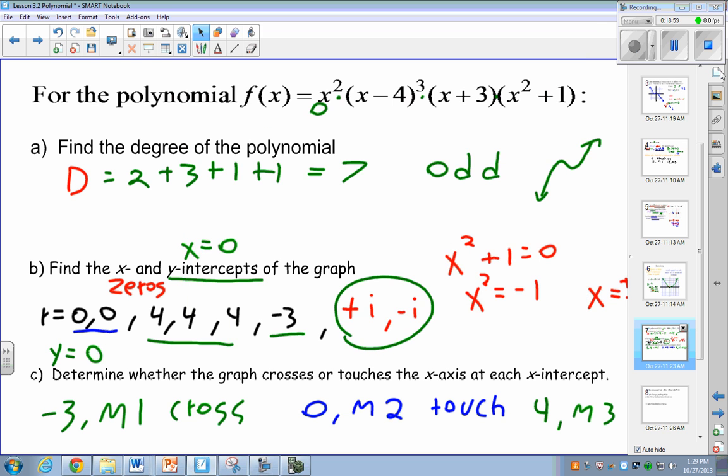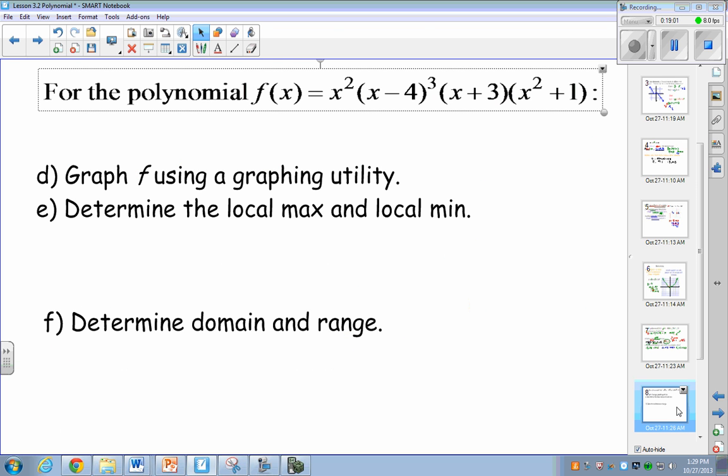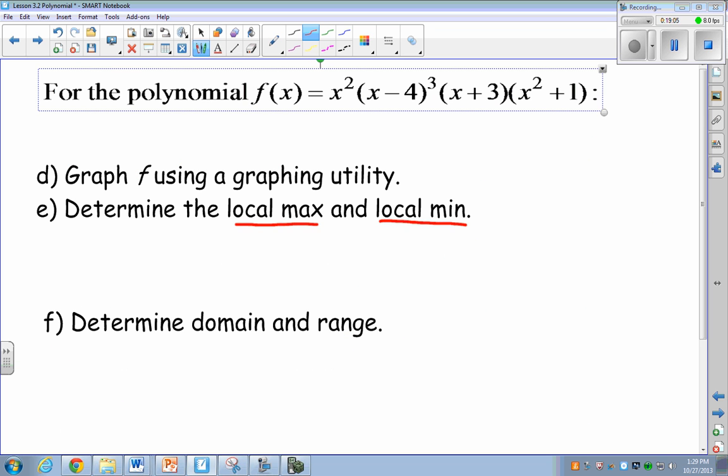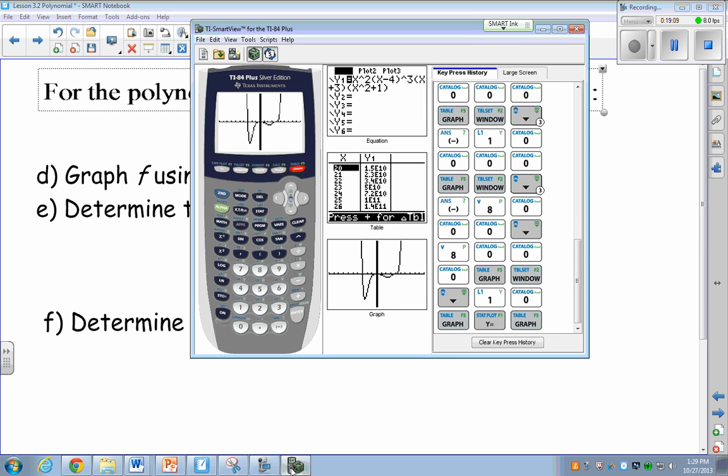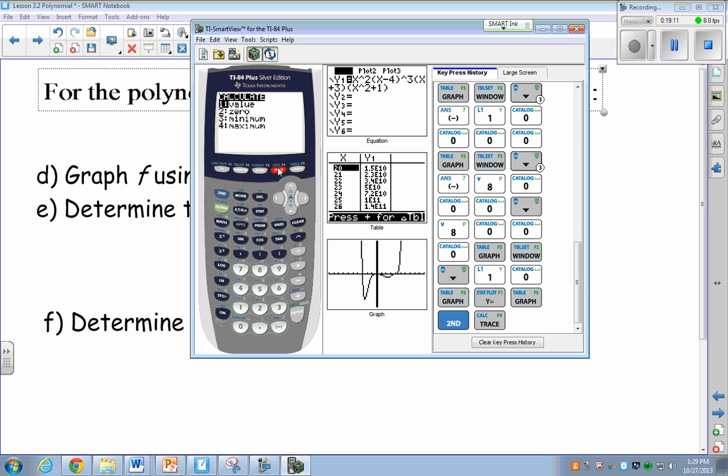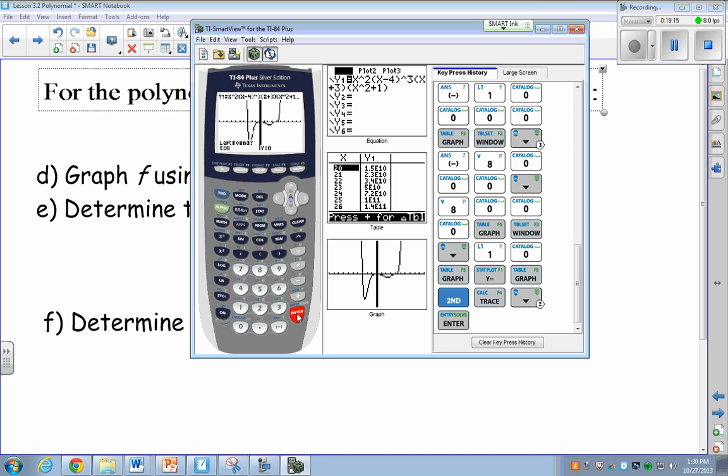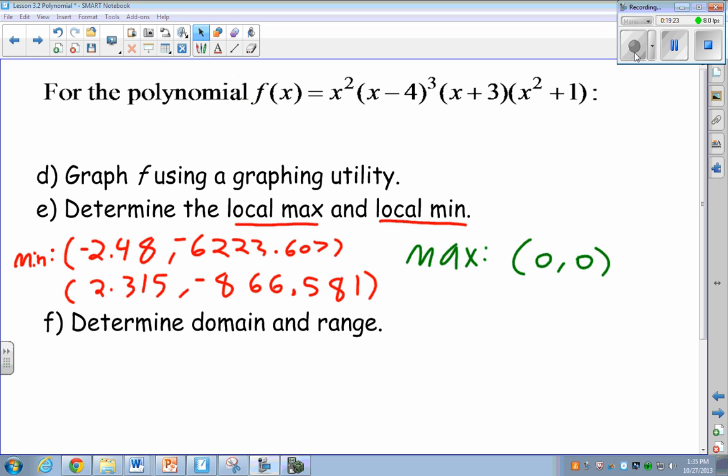Okay, so what's the next thing we need to do? We need to find the local max and min of this graph to make sure we can graph it more accurately. Okay, so second trace. Let's go ahead and start at the minimum. Now you guys have done this, so I'm going to pause the video and come back with the solutions. When I unpause it, you guys should be doing this on your own for extra practice.